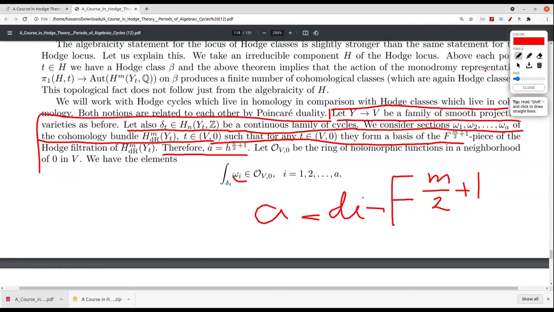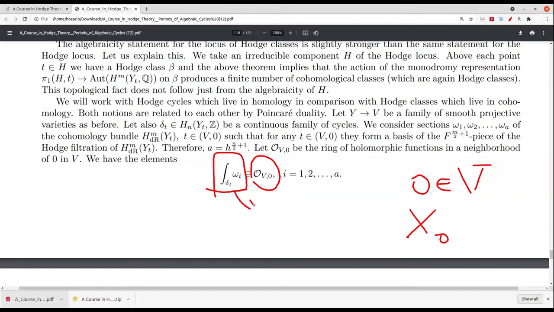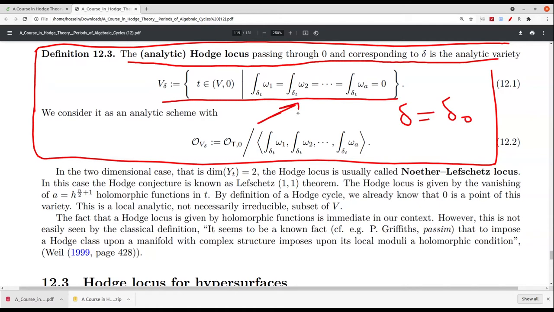So what we do, we integrate all these omega_i's over delta_t. And the good point is that these functions will be holomorphic functions in a neighborhood of zero in V. So we have fixed a point, the variety x0, and since the integrals depend on t, we will get these holomorphic functions. And the definition is here. The analytic variety passing through zero and corresponding to the cycle delta, sometimes I write delta equal to delta_0, is the analytic variety. This one. So it is given by the zero set of all these integrals.